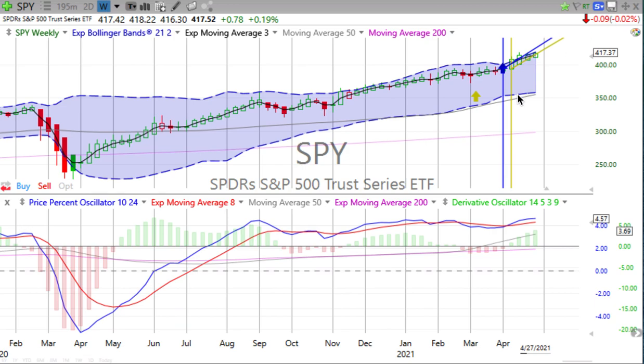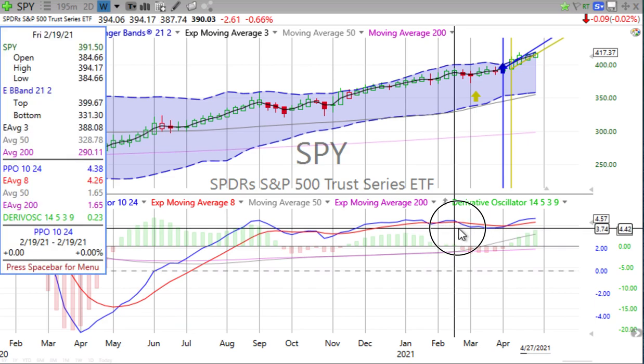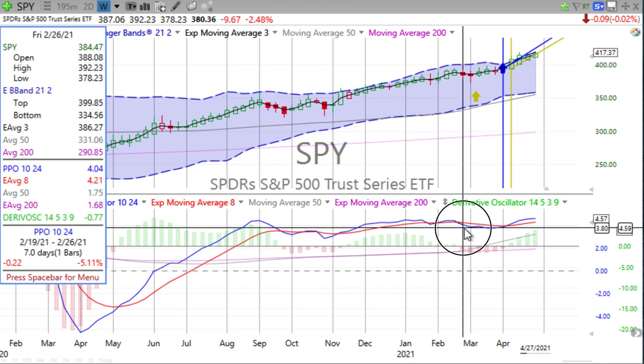That is the gold vertical line that you see on the charts. That happens when the price percent oscillator, that is our blue line at the bottom half of our charts, crosses over the red signal line, either up, as it recently did on the S&P 500, or down, as it did back in, when was that? Back in at the end of February.